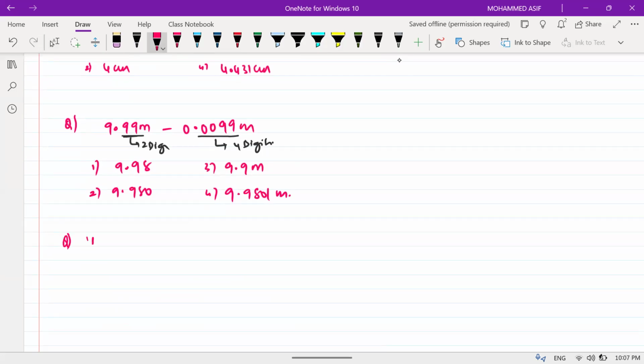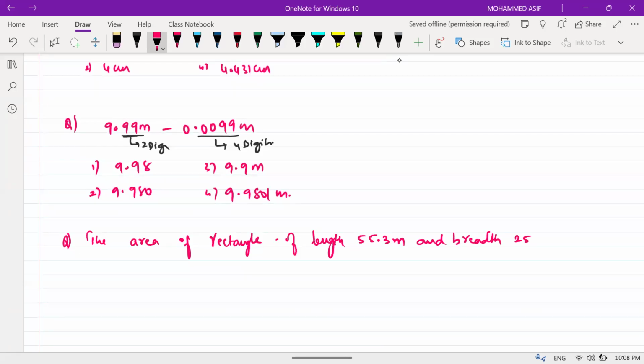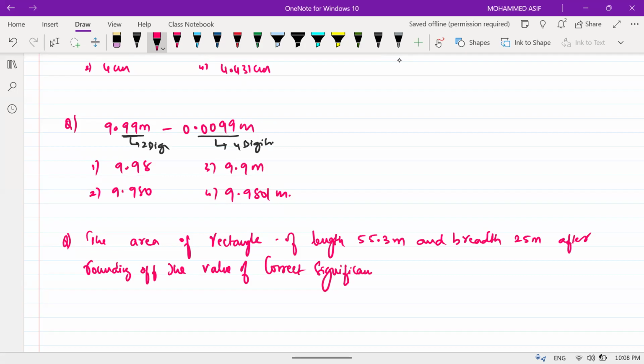This question, beta. The area of a rectangle of length 55.3 meter and breadth 25 meter, after rounding off, the value of correct significant digit is?